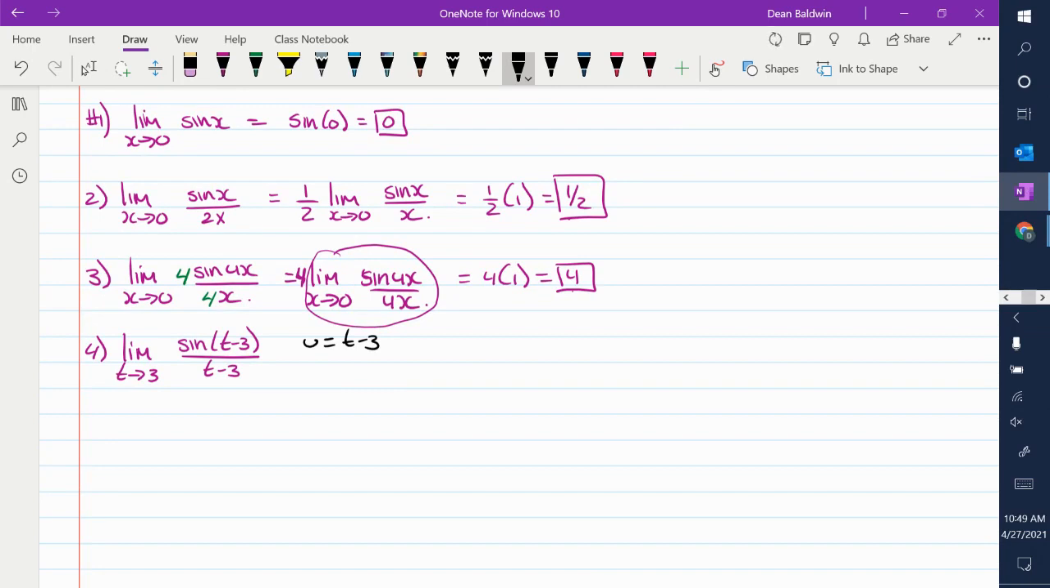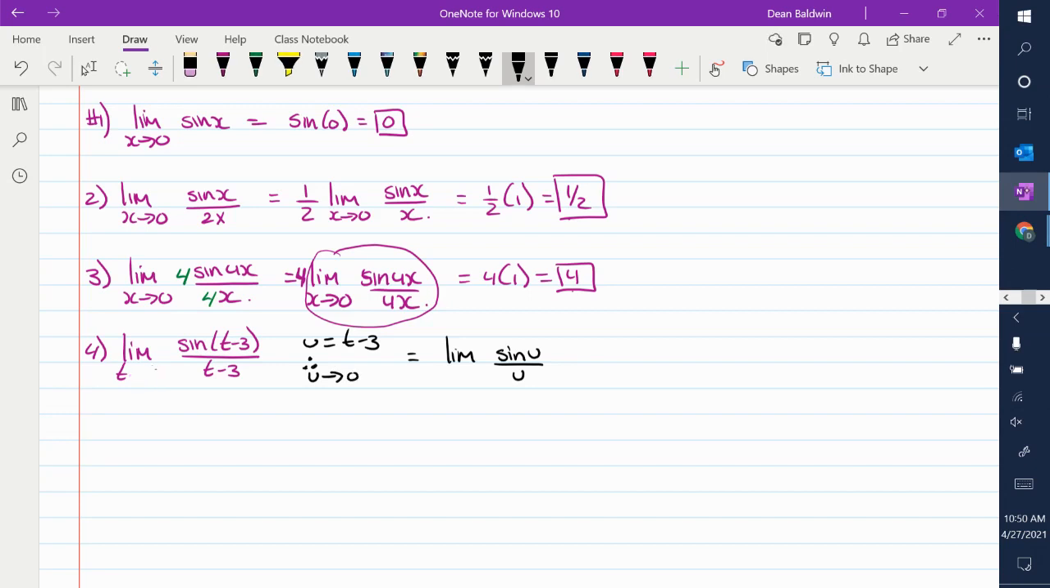Okay. So that would give us a limit of sine u over u. Does everybody agree with that? Okay. But what are we approaching? If u is equal to t minus 3 and t is going to 3, what is u approaching? 0, right? Because I can put this 3 into there. So therefore, u is going to 0, right?